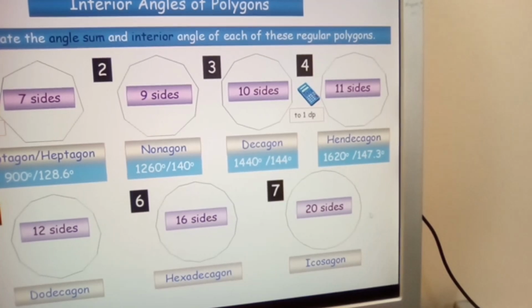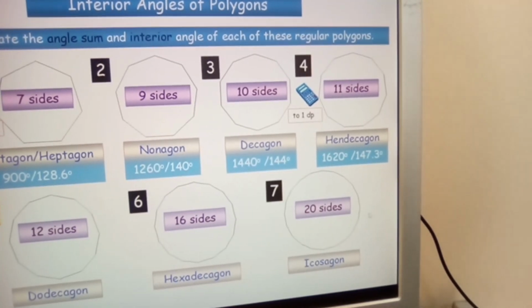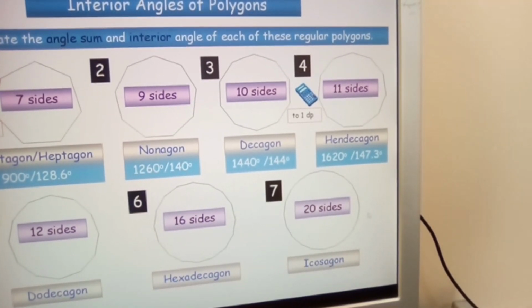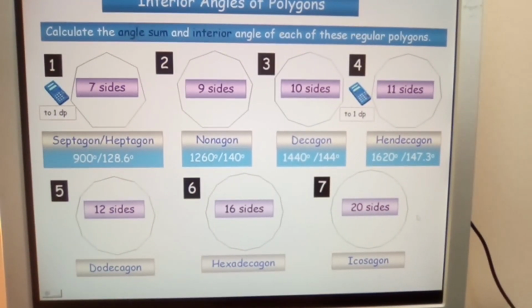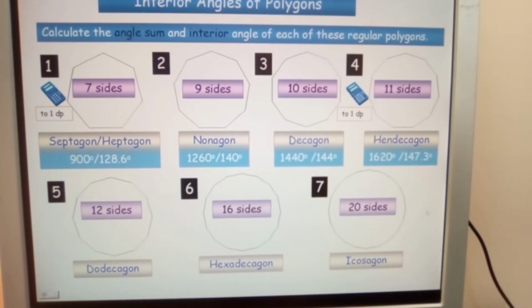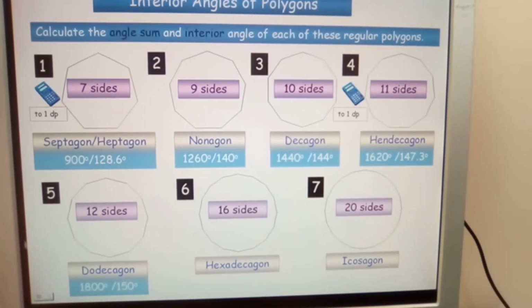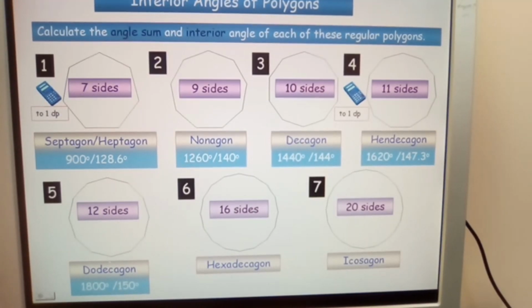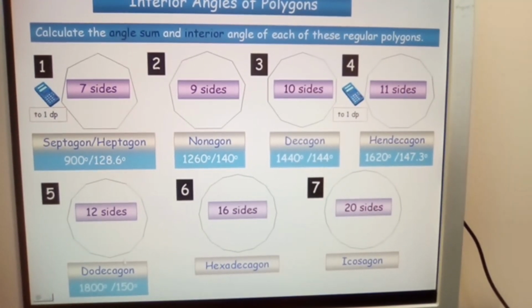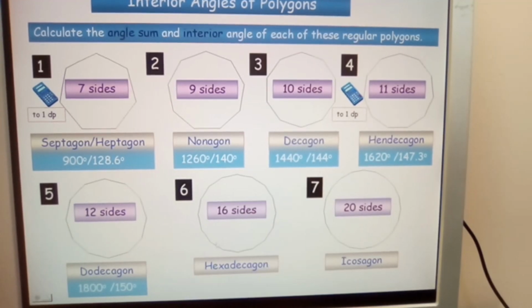I hope I've got that right from my perspective. I'm not saying I'm correct, but please be sure that you check this for yourself. Make sure that you understand the concepts behind it. Dodecagon, 1800 degrees divided by 12 gives you 150 degrees per triangle, basically.